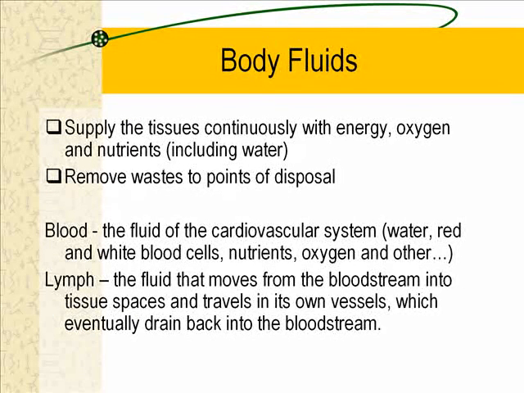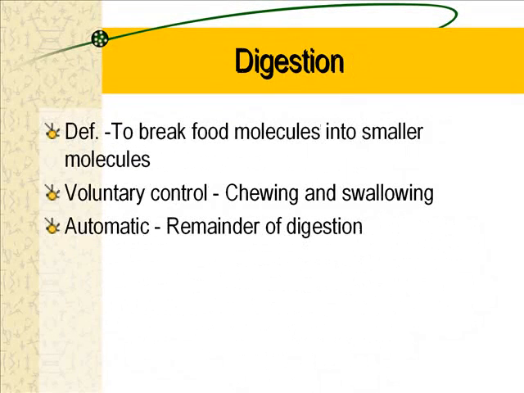To lay some foundational groundwork for what we need to talk about when we talk about absorbing and digesting nutrients, we need to first understand a little bit about body fluids and how they work throughout the body. They supply tissues continuously with energy, oxygen, and nutrients, to include water. They also work to remove waste from points of disposal on out, say to the kidneys and then as urine out of the body. So make sure you take some time to read in your text about blood and lymph and some of the differences between those two types of body fluids and how they might communicate and interrelate together.